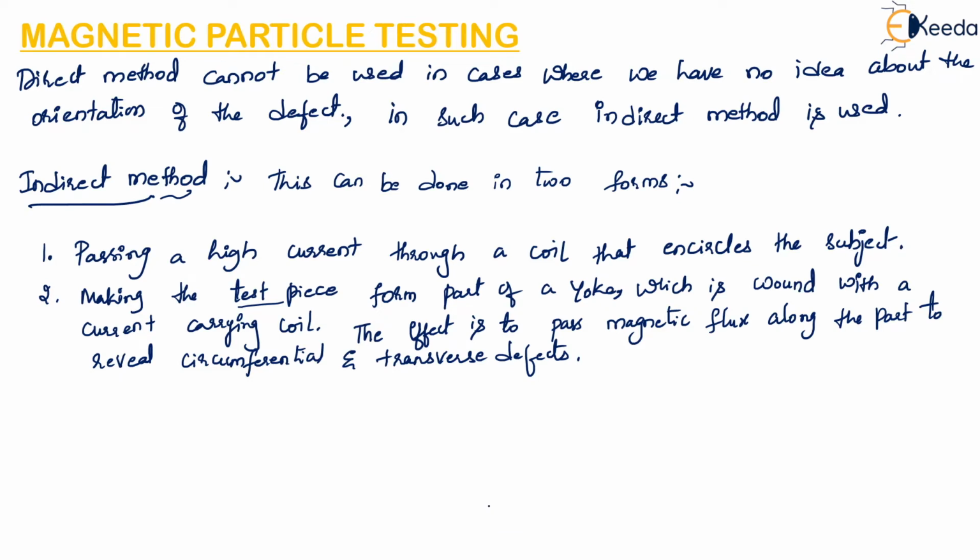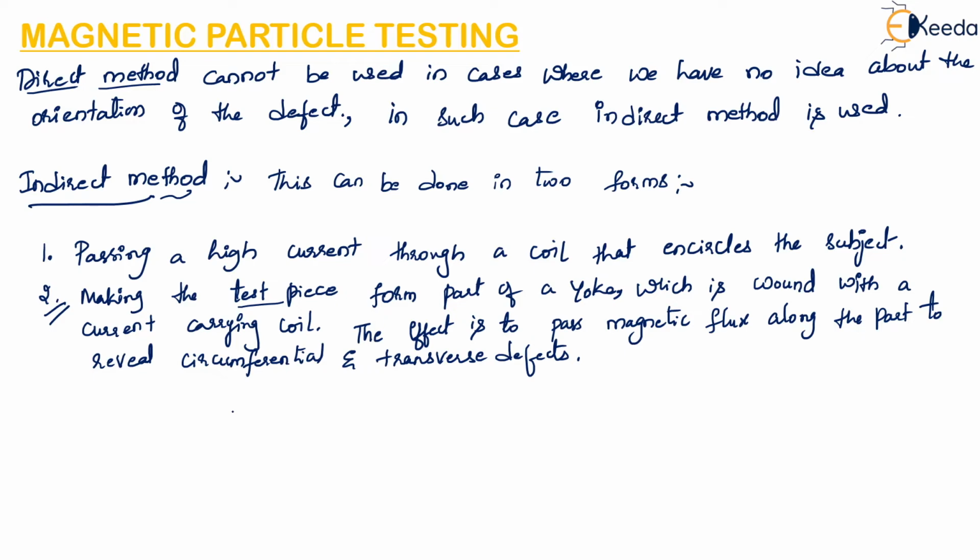So if you consider a bar whose length is greater than its diameter, then the longitudinal defects can be detected by the direct current flow, by the first method, that is the direct method. But if you want to find circumferential and transverse defects, then you have to find them with the help of this indirect method and by using this form 2. What is the form 2? The test piece will form a yoke which is wound with a current carrying coil.